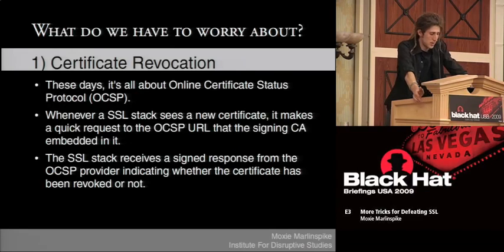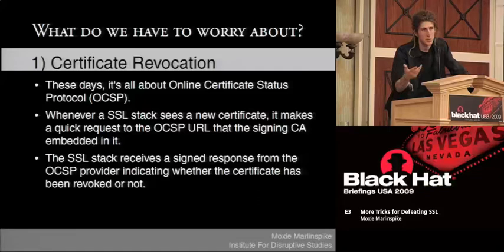And so now there's this new protocol, OCSP. And the deal is it's supposed to be this lightweight sort of online protocol, right? So whenever an SSL stack sees a new certificate, something that it hasn't encountered recently, it will make a quick request to the OCSP URL that's embedded in the certificate and ask the certificate authority, hey, is this thing still valid?